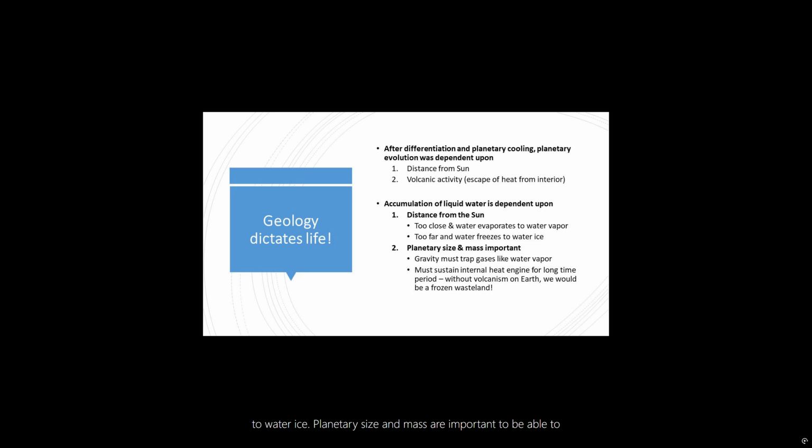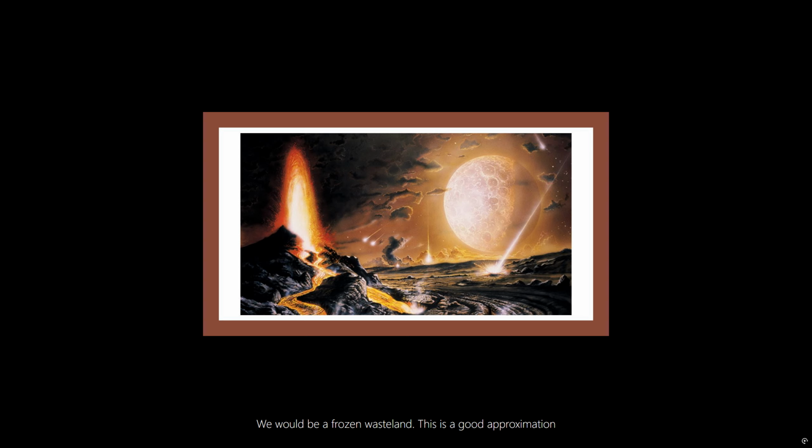Planetary size and mass are important to be able to hold on to gases like water vapor through gravitational attraction. Planetary size and mass must also be of sufficient size to sustain our internal heat engine for a long time period. Without volcanism on Earth, we would be a frozen wasteland.